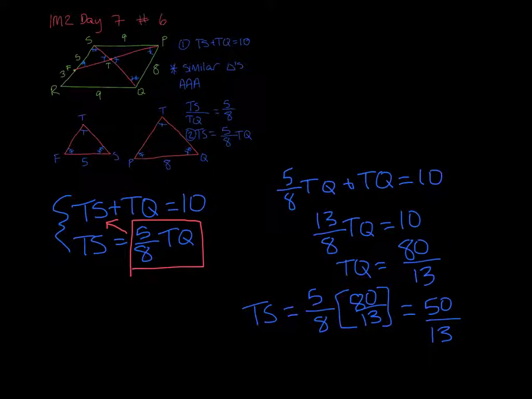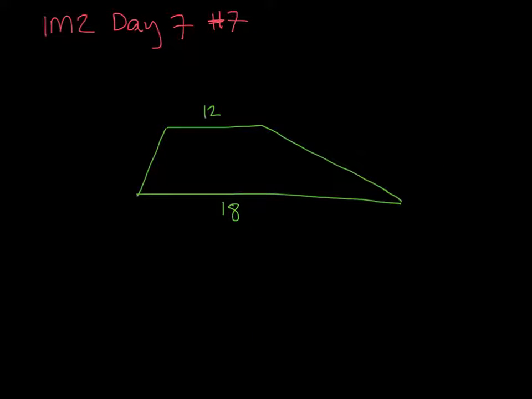And that's the end of that problem. And you can double check TQ and TS do in fact add up to be 10, so it's a good way to check yourself. So for number 7, we're given a trapezoid. We're given the two bases, and then it says that we need to extend the non-parallel sides by a certain amount, and then we need to find how long the non-parallel sides are.